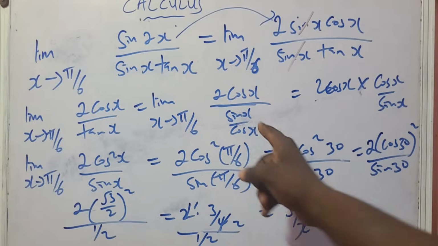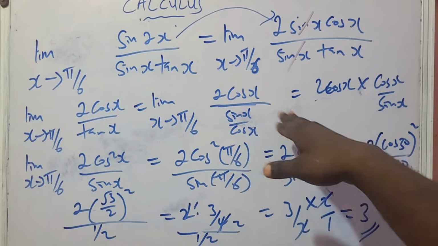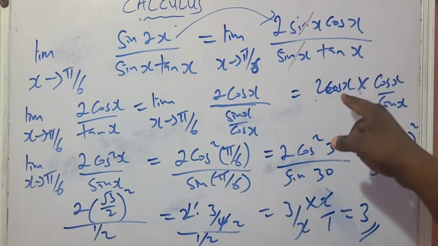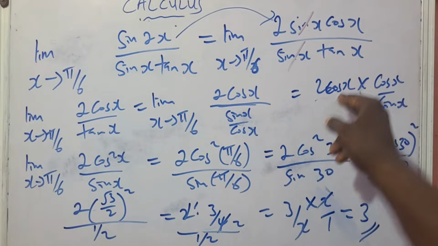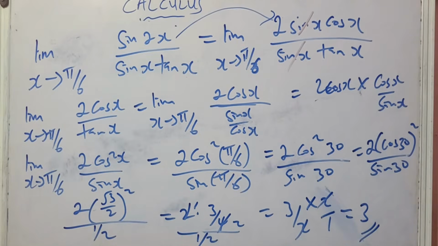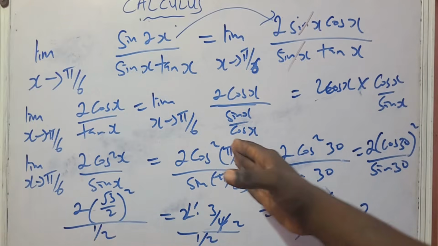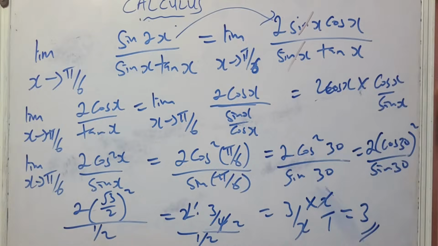So what did I do next? I brought my tan x as sine x over cos x, right? Then I went on to try and simplify it. Trying to simplify it, I got 2 cos square x over sine x. Then at this point, it looked much better to fill in my values for x as pi over 6. Of course, I remember that pi is 180 degrees. So 180 over 6 is 30, and this is 30. So I was able to get this.